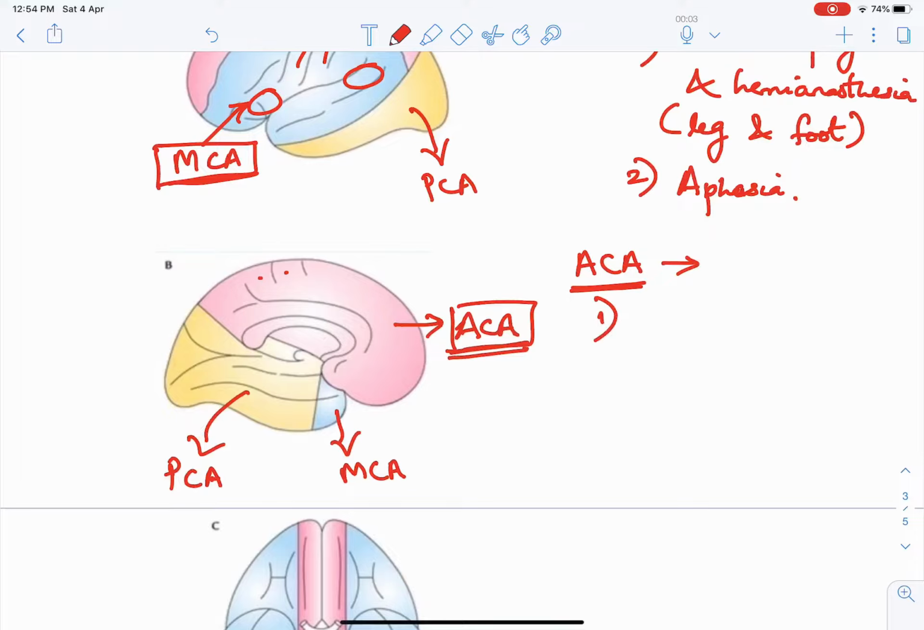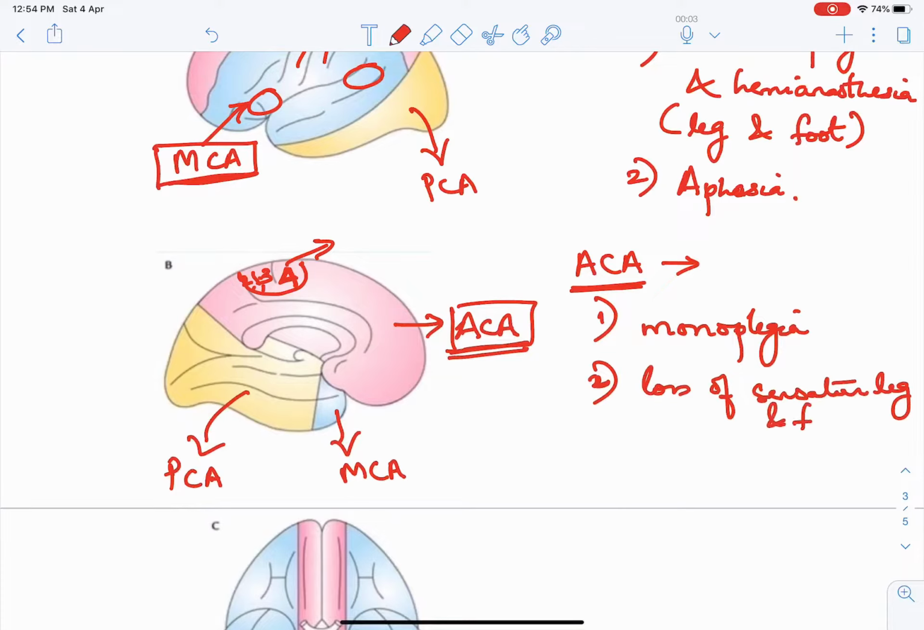First, the primary motor area extends into this region around the paracentral lobule. Also, the sensory center also extends. Area 3, 1, 2 also extends into this region. So this area represents the leg and foot. So there will be weakness or paralysis of the muscles of the leg or foot of the opposite side. So there will be monoplegia. So there will be loss of sensation also. So there will be paralysis of muscles and loss of sensation of the leg and foot of the opposite side.